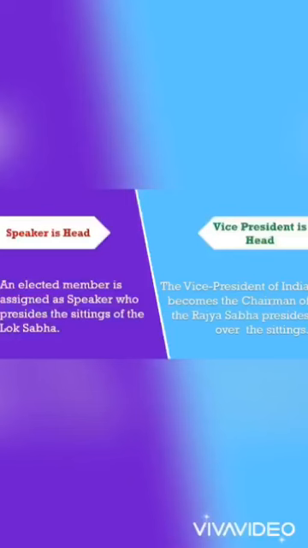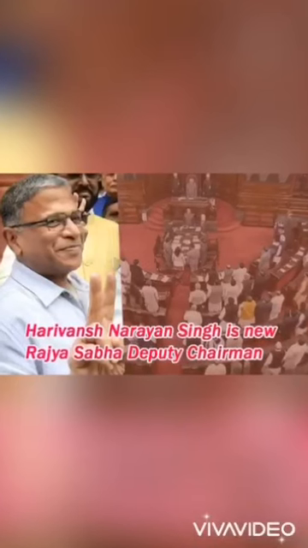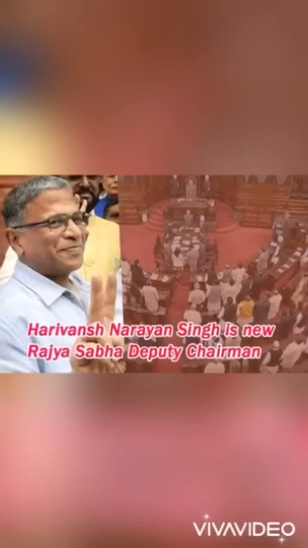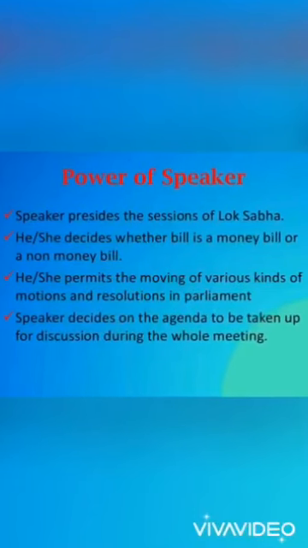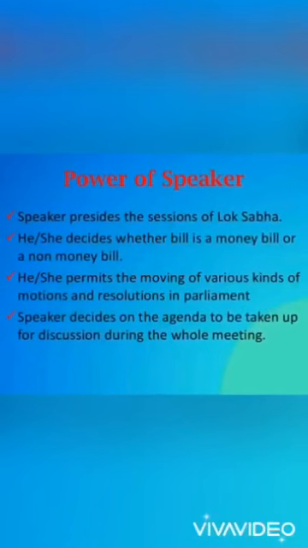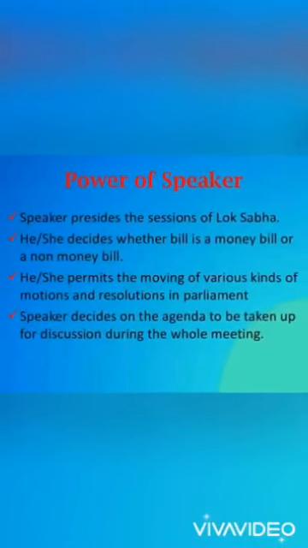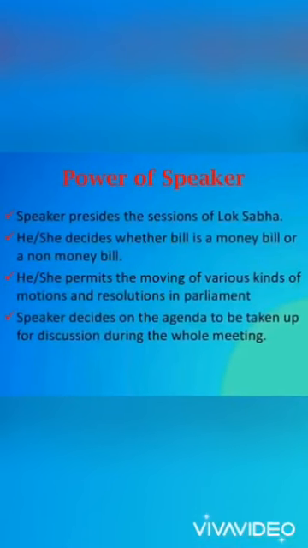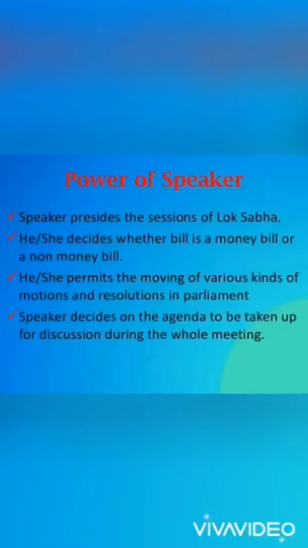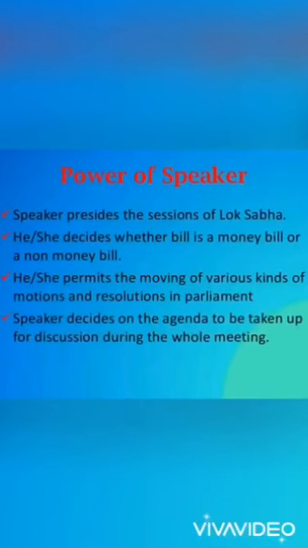So please make note of it. In the absence of the speaker, who presides over the meetings of the House? Deputy speaker. In the absence of the chairman, who presides over the meetings of the Rajya Sabha? Deputy chairman. Now we will do powers and functions of the Speaker of Lok Sabha. The Speaker of Lok Sabha presides over all the meetings of the House. All the remarks, all the questions are addressed to the Speaker of the Lok Sabha.